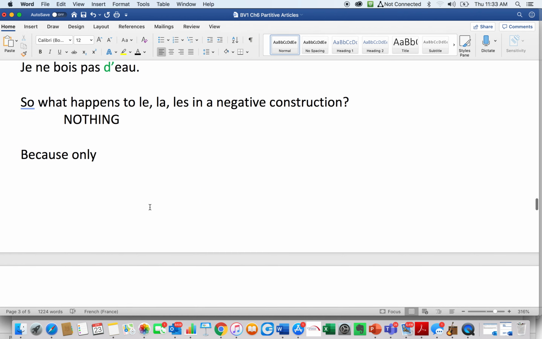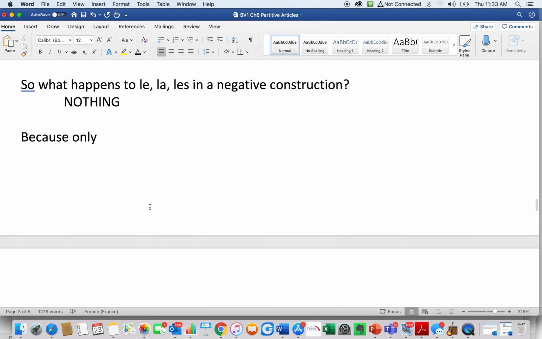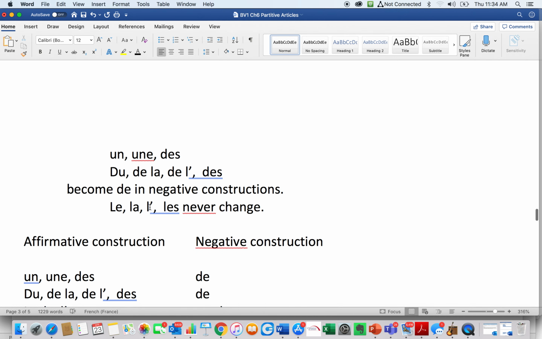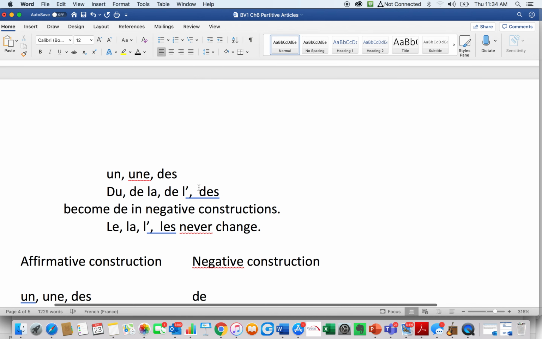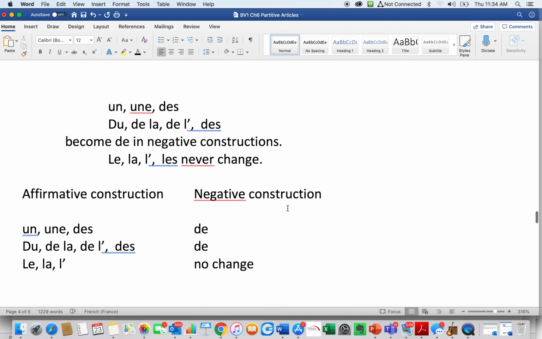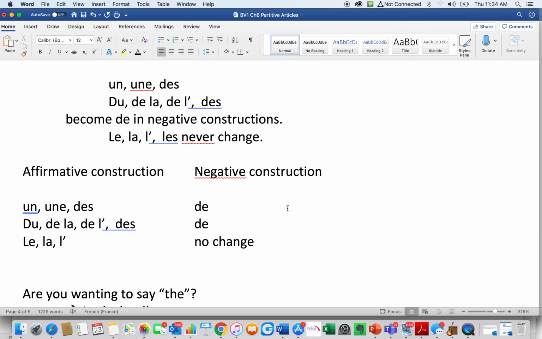Okay, so what happens to le, la, and les in a negative construction? I'll bet you don't know the answer right now because my screen's not giving it to you. Okay, nothing happens to le, la, les in negative constructions. They don't change. Only un, une, and des, and du, de la, de l, and des become de in negative constructions. Le, la, les never change.